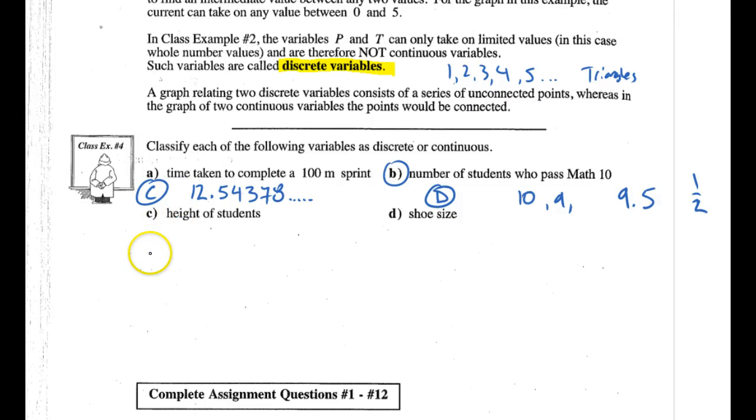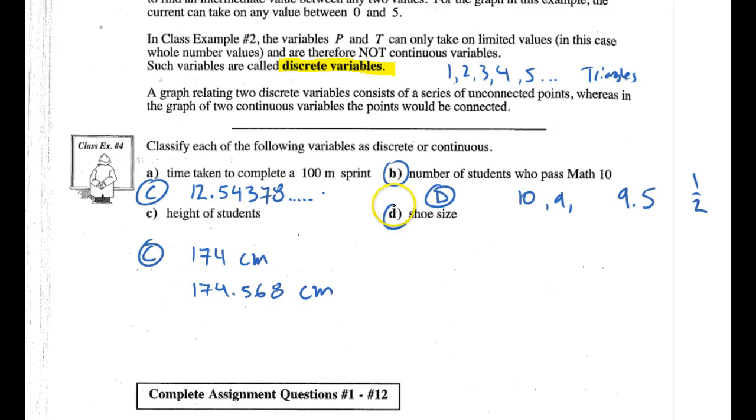Heights of students, well, that would be again a continuous variable. It's very similar to the sprint one because if I am 174 centimeters, well, if I had a more precise instrument, I would be 174.5, and if I had an even more precise instrument, I would be 174.568 maybe centimeters. So really, my height can take on any value depending on how precise my instrument is.